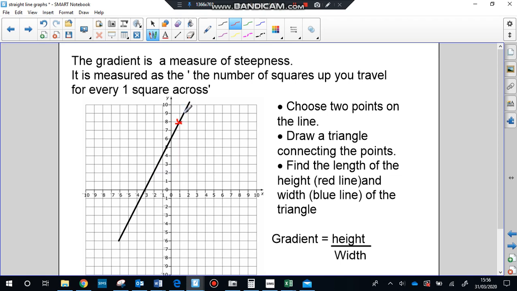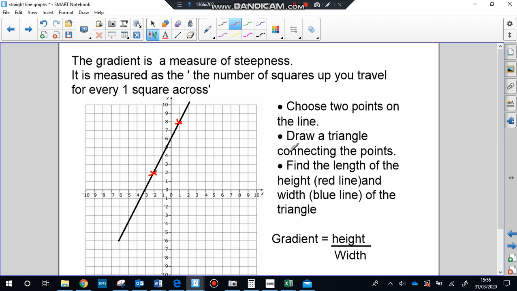I don't want to choose this one here because it's not going through an intersection. I need it to go through an intersection, so where the 2 grid lines cross. So that's 1 point, and the other point I might choose is this one here, so -2, 2. So there's my 2 points.